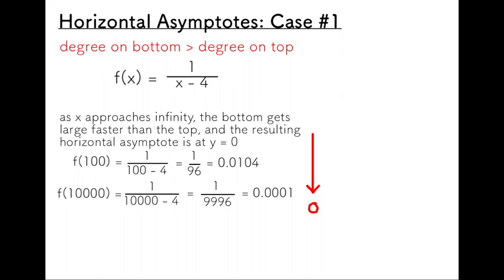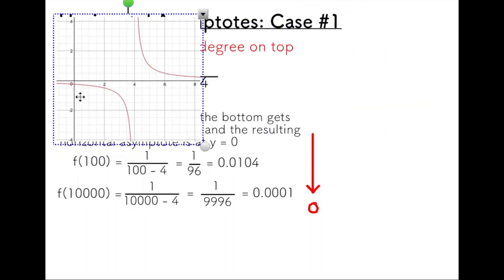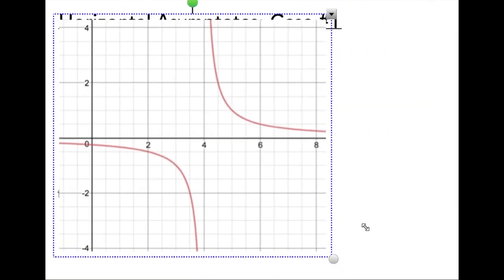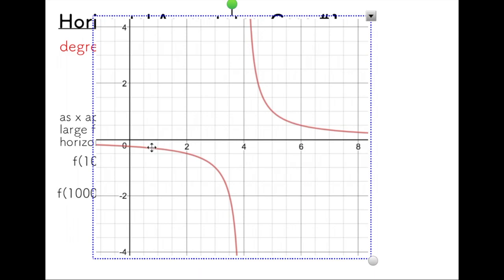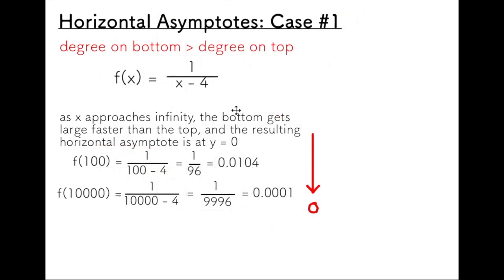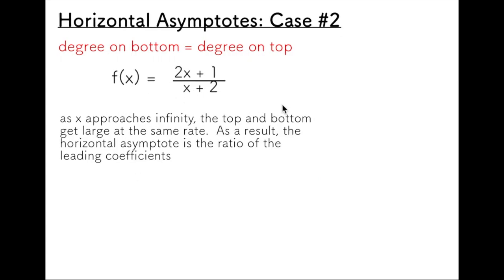Now graphically, here's what this function looks like. I just graphed this quickly on Desmos. You can see as my x values get bigger and bigger, 2, 4, 6, 8, and so on, this function is decreasing, slowly approaching the value of y equals 0. The same thing will happen if I sub in really big negative numbers. This thing's going to approach 0. So that's where the horizontal asymptote comes from in this situation where the degree on the bottom is bigger than the degree on top. Let's look at the second case.